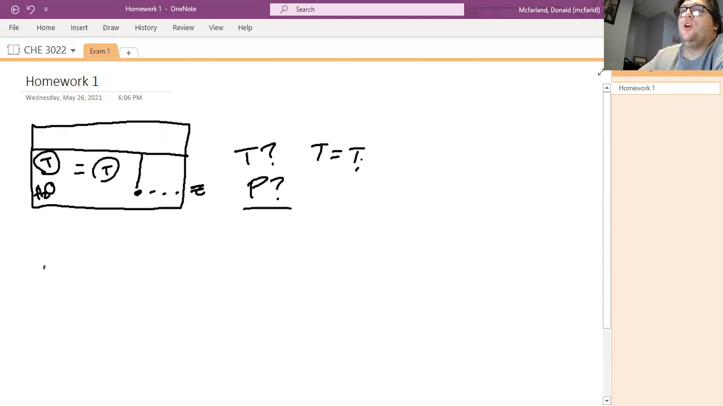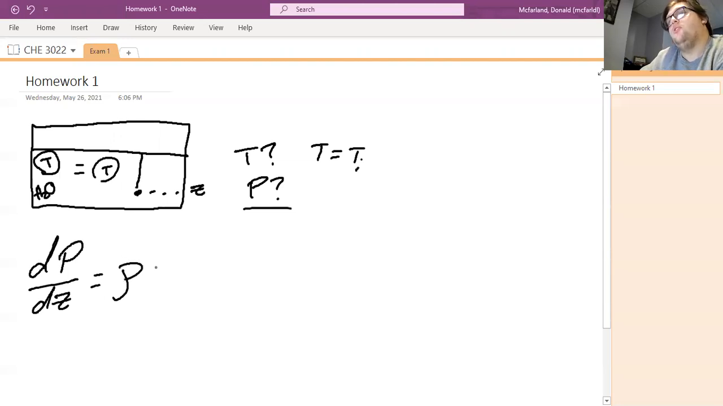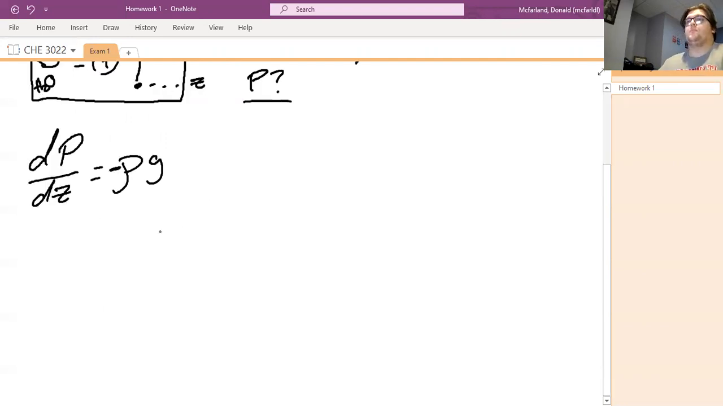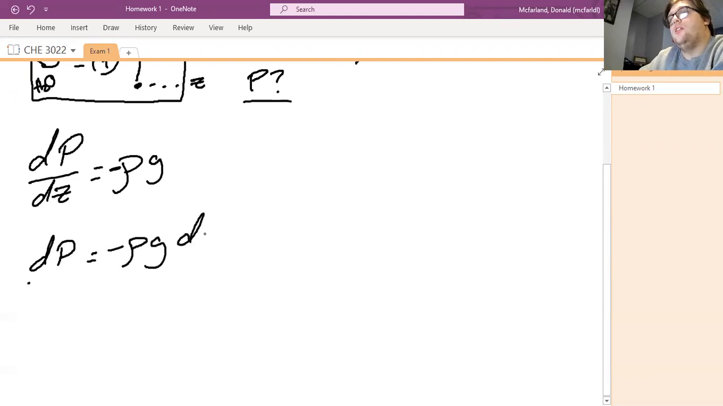And to see how pressure will change, we're going to go to our good old friend, our statics equation. The change in pressure related to the change in depth is equal to negative density multiplied by acceleration due to gravity. So dP/dz is, let's move dz to this side. I'm going to leave rho here for right now. I have negative rho g times change in depth is equal to change in pressure.